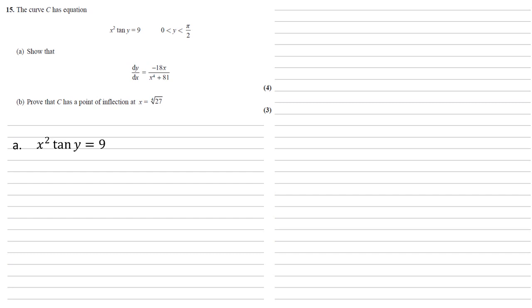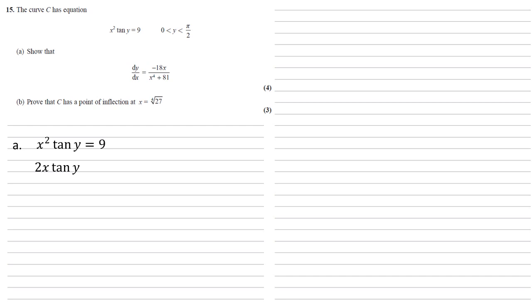So we've got our x squared tan y equals 9. This is a product of x squared and tan y, so we're going to differentiate using the product rule, which is when we've got our product uv, we have v du dx plus u dv dx. So with this example, the first thing we're going to do is differentiate the x squared, which is 2x, and that remains times by the second part, the tan y. We now need to differentiate the tan y and multiply this by x squared.